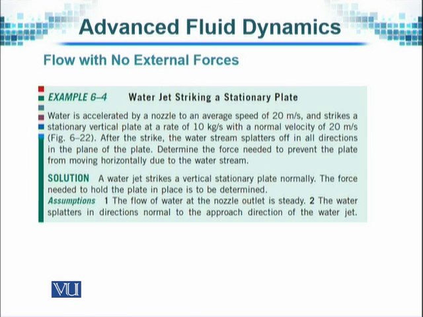So the conditions are that whatever speed with which the nozzle is generating, 20 meters per second, the fluid strikes the plate in a normal direction with the same speed, 20 meters per second. And then after the strike, the water stream, of course, will splatter as is expected in all directions, and the plane of the plate determines the force that is needed to prevent the plate from moving horizontally due to the water stream.